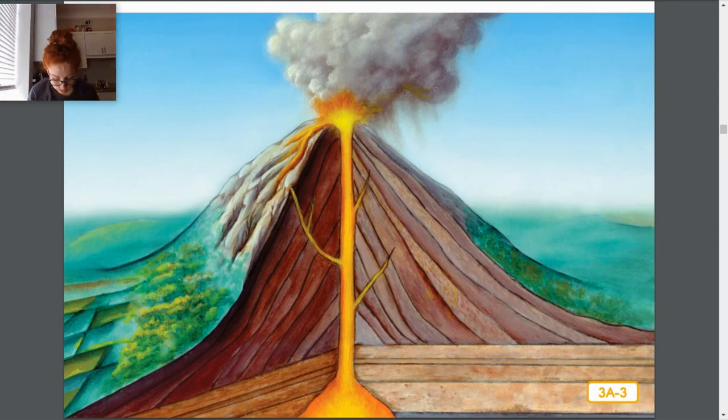Once it is released from the earth, the magma becomes lava, flowing liquid rock, which flows across the ground until it cools and hardens into a solid rock once again. Okay.